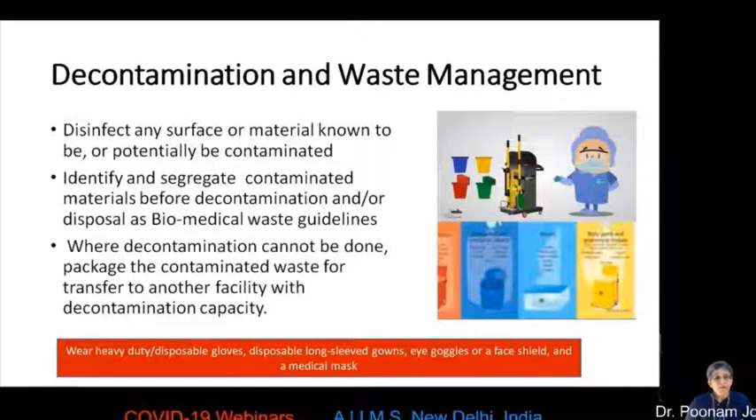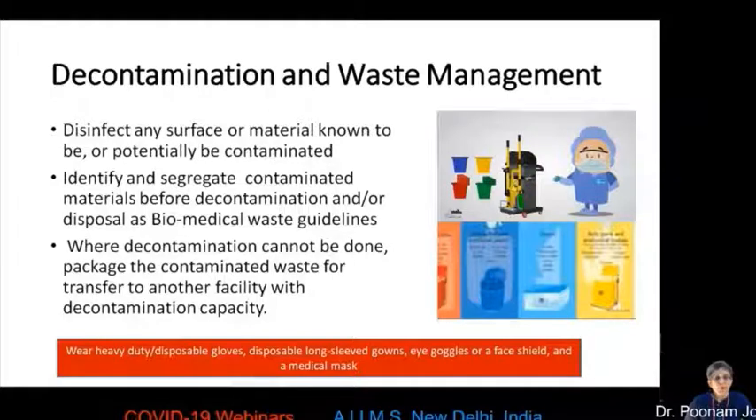Regarding decontamination and biomedical waste management, disinfect any surface or material known to be or potentially be contaminated. We have to identify and segregate contaminated material before decontamination and/or disposal as per biomedical waste guidelines. Where contamination has occurred but decontamination is not possible, like in the laboratory, we need to package the contaminated waste for transfer to another facility with decontamination capacity.